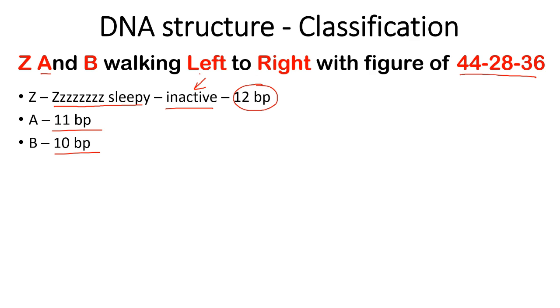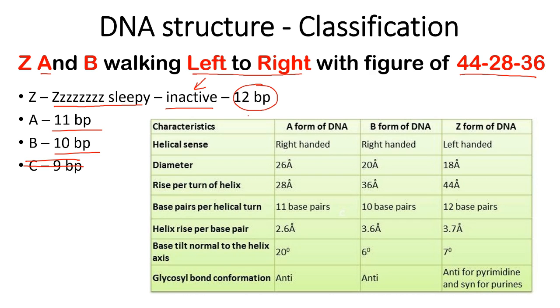Now, they are moving from left to right, and that is about the handedness of the helix of Z, A and B DNA. Z DNA is left-handed, A DNA is right-handed, and B DNA is also right-handed. We are not concerned about C DNA here. So the handedness is done. This is a table you always need to remember, and this mnemonic will help. We already know the helical sense: Z is left, A is right, B is right. We also know the number of base pairs: Z12, A11, B10.